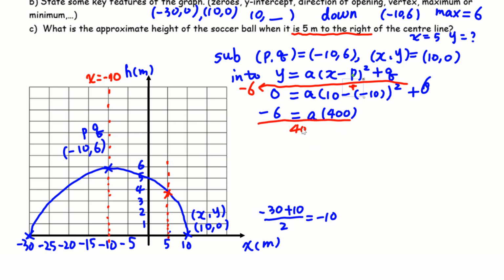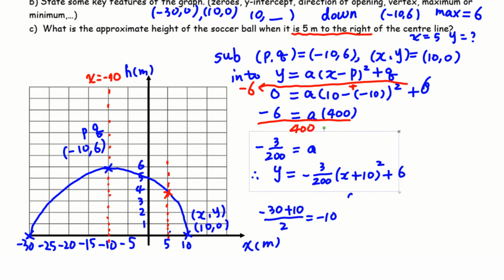Then in order to solve for a, we move the 400 to the other side. It is division, the opposite operation. Then we simplify it. The lowest form is -3 over 200. So we have the equation for this path: negative 3 over 200 times x plus 10 minus negative 10, then plus 6.